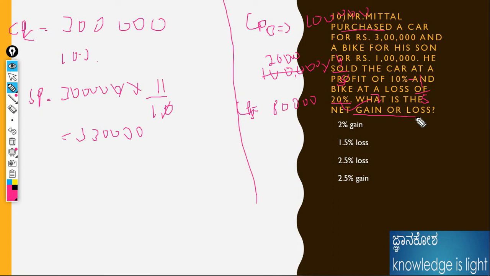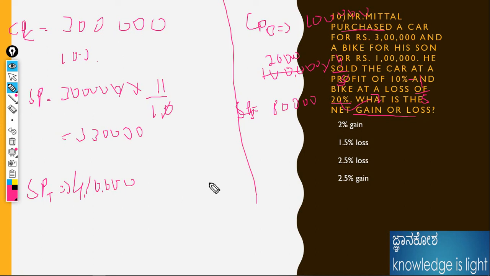Therefore, what is the question? What is the net gain or loss? Okay, therefore SP total is 33,000. This is SP, right? SP total 33,000 and 8,000, that is 4. 33 plus 8 is 41, 4 lakh 10,000.